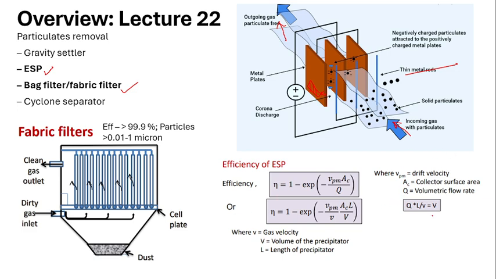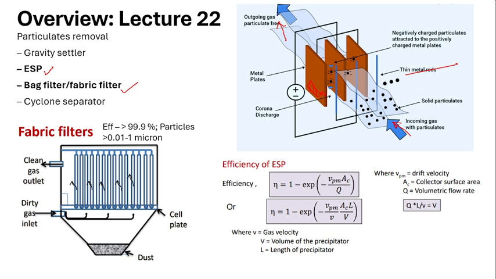Okay, and this can also be obtained by rewriting the formula, eta is equal to 1 minus e power minus w into Ac divided by Q, as L divided by v into capital V, where small v is the gas velocity, capital V is the volume of the precipitator, and capital L is the length of the precipitator. Using this relation, Q into L divided by small v is equal to capital V, this efficiency formula can be rewritten. Depending upon the data, we can use either of these formulas.